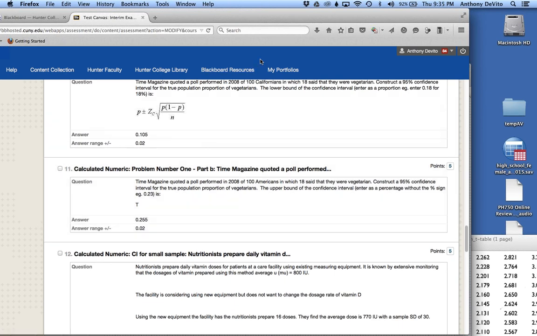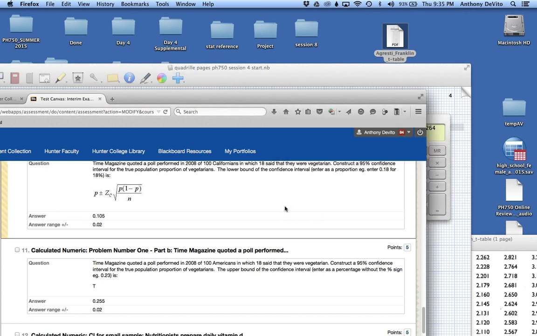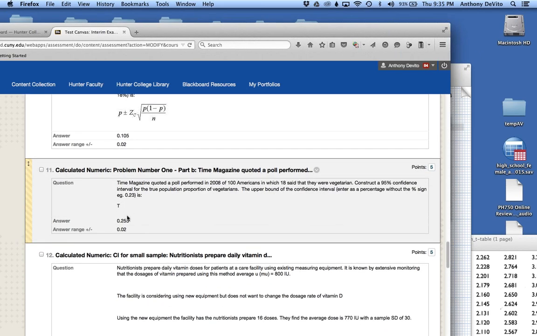Well, for the upper range we're just going to add the margin of error. Let me clear it. 0.18 plus, I'll recall our margin of error, is equal to 0.255. And that's what we have. And again, I gave you a 2% range for the margin of error. Could have been 0.23 or 0.27.